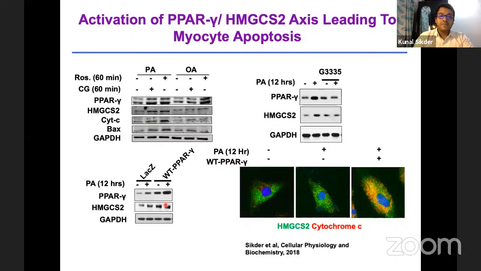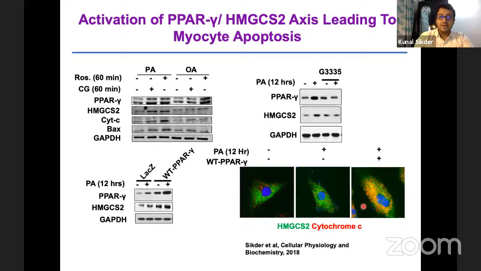To see the mechanism with a little more insight, we did a transfection with PPAR gamma adenovirus into the same kind of cells. And we obviously saw that PPAR gamma is expressed, as well as HMG-CS2 being overexpressed. These are cardiomyocytes stained with HMG-CS2 and cytochrome C. This is immunofluorescence dual staining. HMG-CS2 is represented by the green staining, and cytochrome C by the red staining.